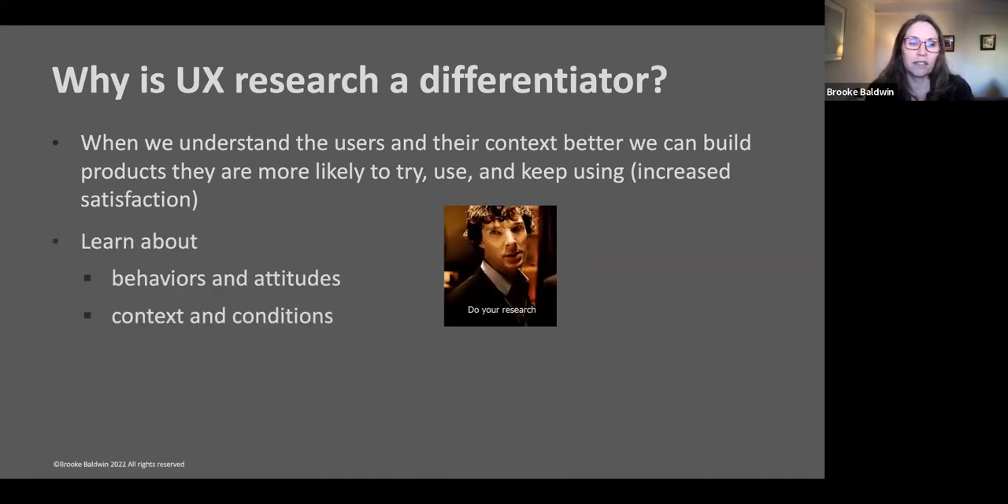Okay, so why is this a differentiator? Because within research, we are learning about their behaviors and their attitudes and the context and conditions of these things. And for me, from a researcher's perspective, what's really interesting is what they do, their behaviors, and then what they say, their attitudes. Sometimes there's a big gap between those.